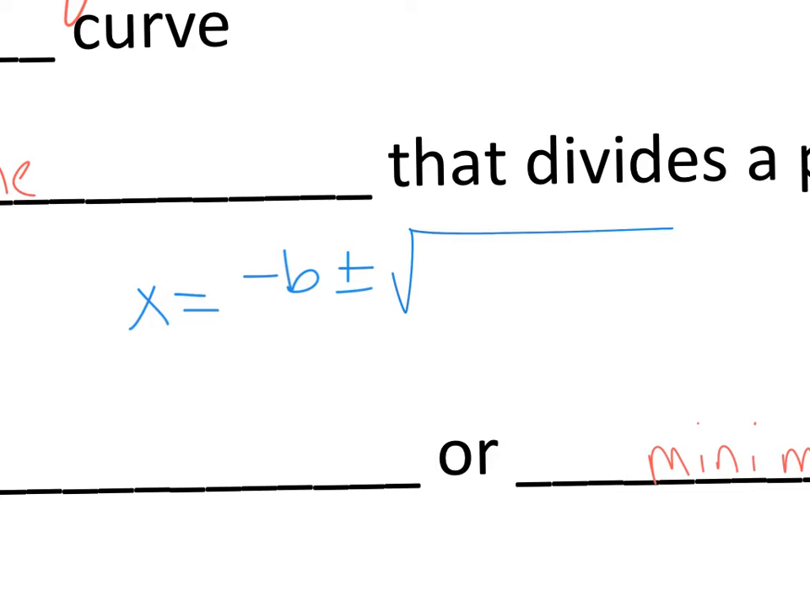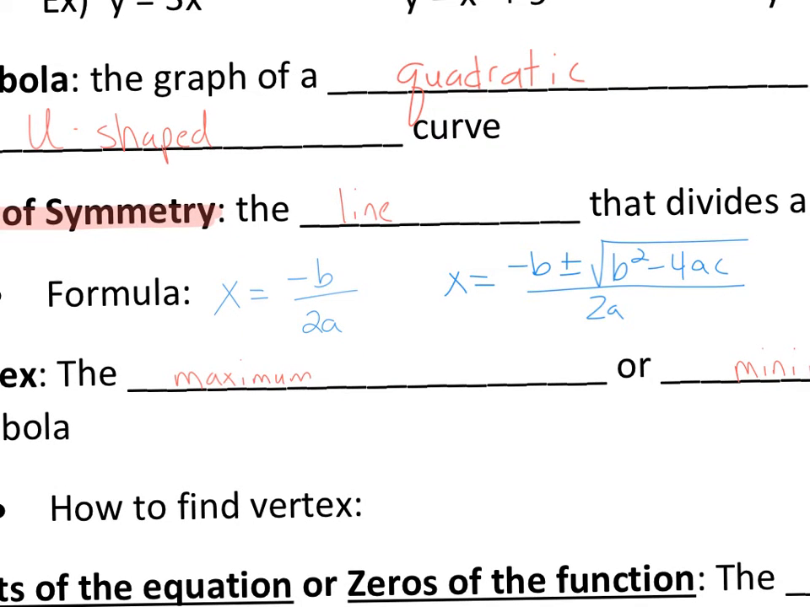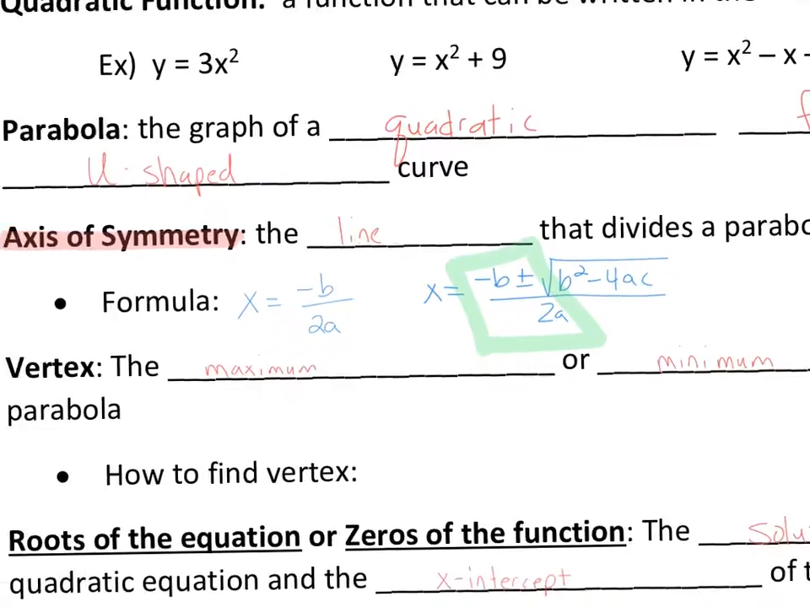Okay, so think about the quadratic formula here. The opposite of b, plus or minus the square root of b squared minus 4ac, all over 2a. So now, if I look at these guys right here, you will see here is the quadratic formula, and here is the axis of symmetry formula, okay? So it's all related, it's all connected together, okay? So your axis of symmetry is going to be negative b over 2a.